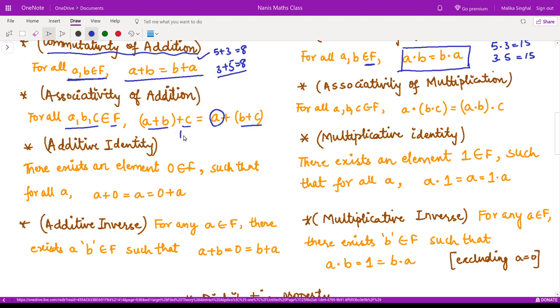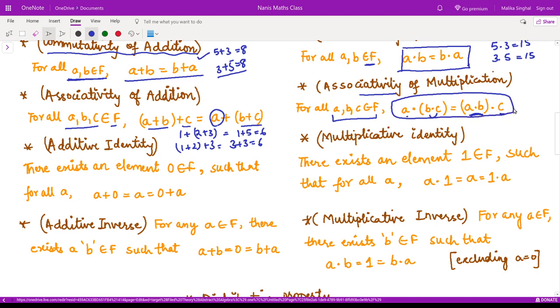For example, you have three numbers 1, 2 and 3. If you add 2 and 3 first, then you'll get 1 plus 5 and ultimately 6. Otherwise, if you add 1 and 2 first and 3 later on, you'll get 3 plus 3, that is also equal to 6. Likewise, in multiplication, we have associativity also. If we take three elements from F, then you multiply B and C first and then multiply by A, or you multiply A and B first and then multiply by C, and they are going to give the same results, right?